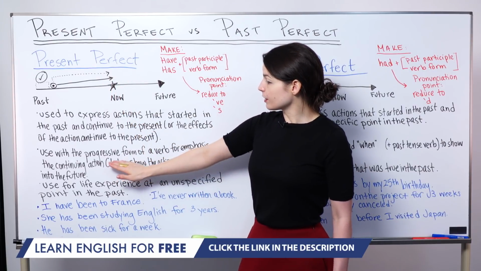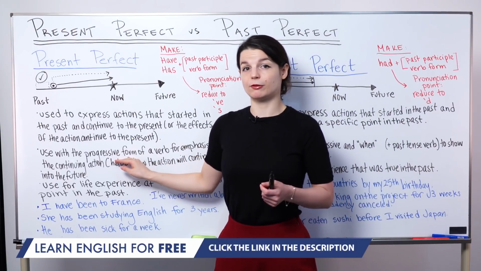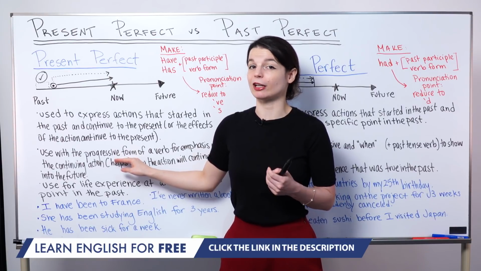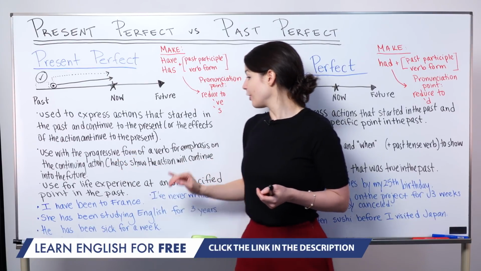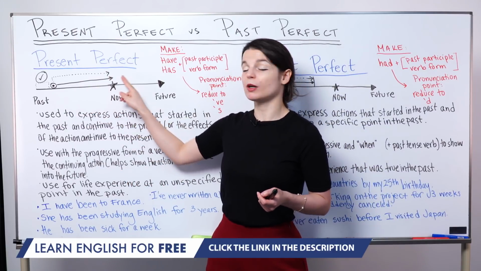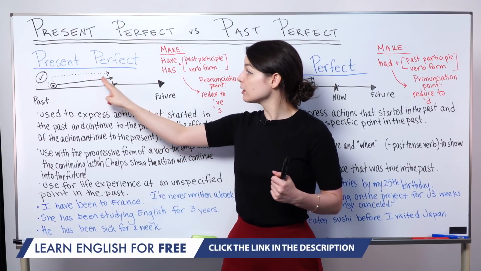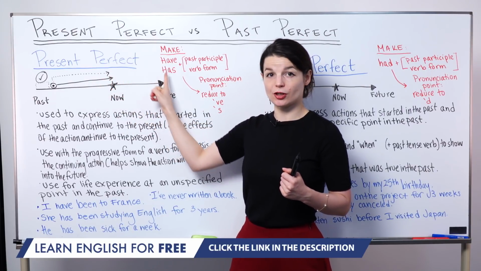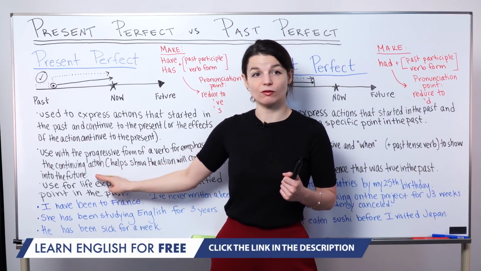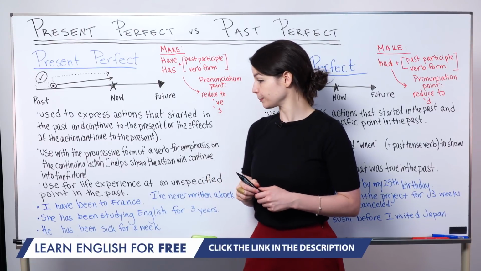We can also use this grammar point with the progressive form or the continuous form of a verb. Remember, this is the ing form of a verb, for emphasis on the continuing action. So if you really want to show that something has been continuing and will continue perhaps after your conversation, so this helps show the action will continue into the future, you can use that ing form of a verb.